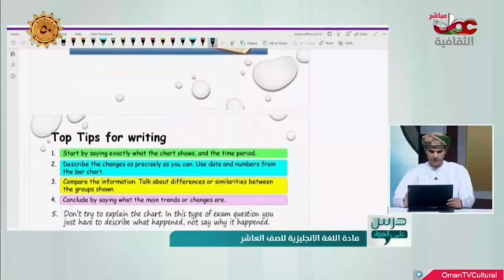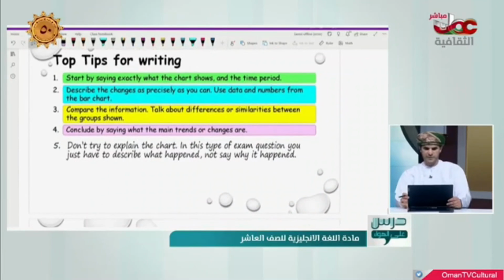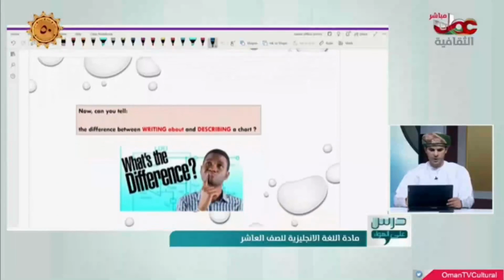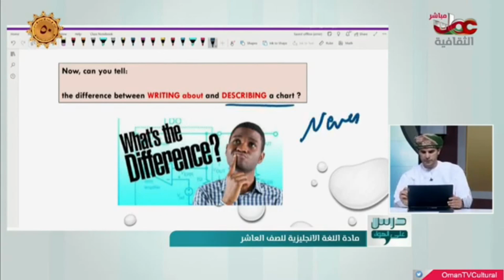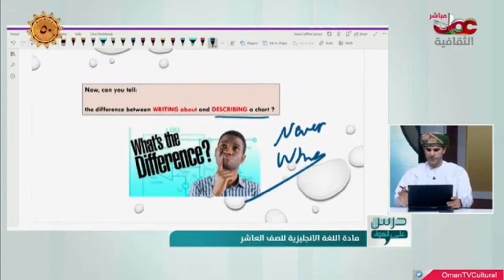So what we have learned today is to start by saying exactly what, where, and when. Describe the changes precisely. Compare the information. Talk about differences, similarities, and conclude by saying what the main trends are. And never explain the chart. When you describe, never explain the chart. So what about the first question? What's the difference between writing about a chart and describing a chart? Describing, you never say why.